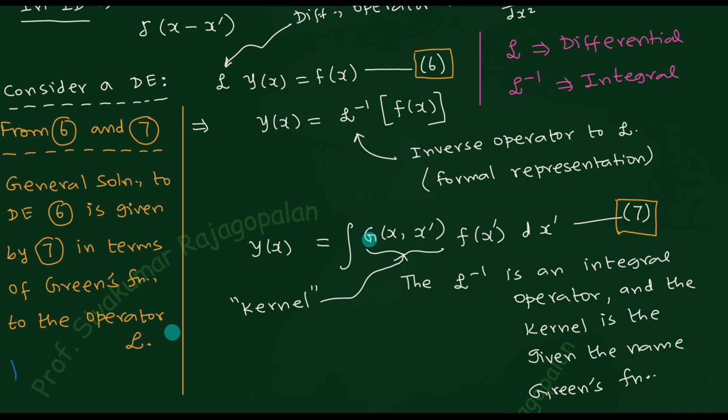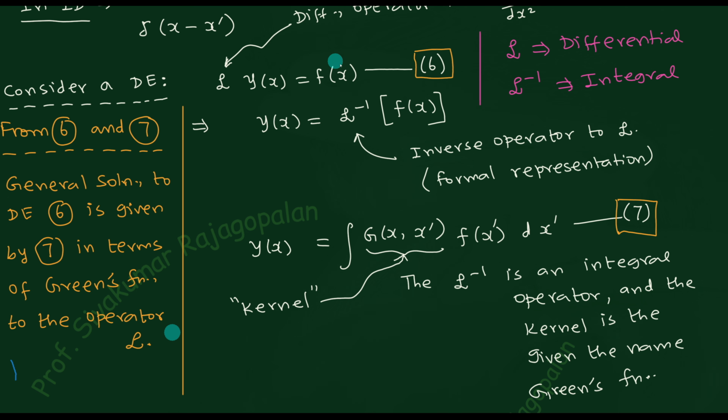So remember, the Green function should correspond to the operator, not to the differential equation. You can change the differential equation to something else, but this operator should not change. The only freedom you have to change is the right hand side. So this is a point to be noted.